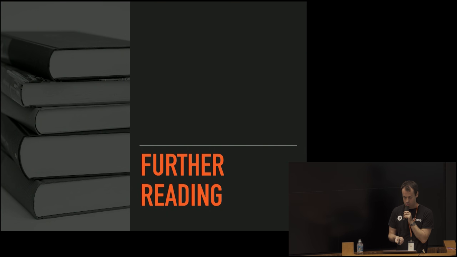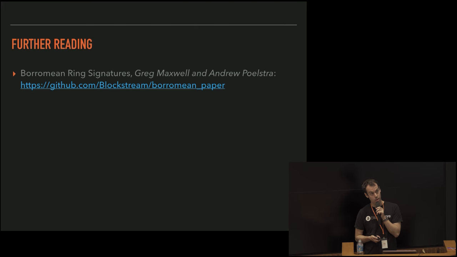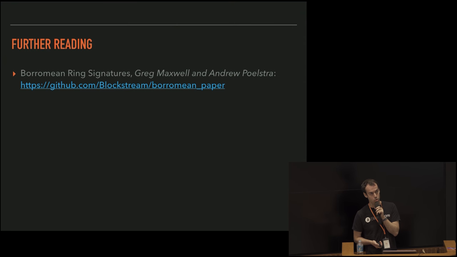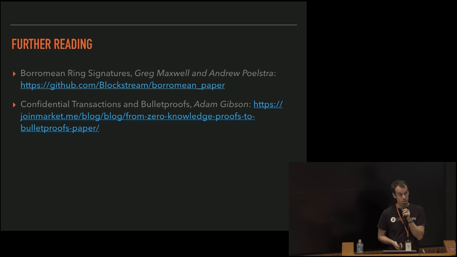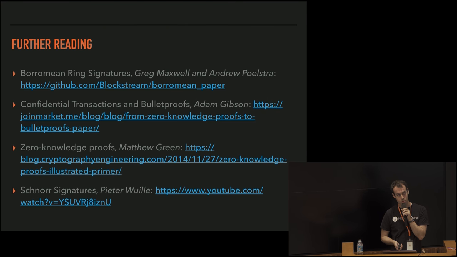That's all I had. I'm going to point you in the direction of some further reading, because there are a lot of concepts there and they're kind of difficult to absorb. But I think that this paper, the Borromean Ring Signatures by Greg Maxwell and Andrew Poelstra, explains Schnorr signatures in a really nice way. If you sit down and read the first few sections of that, it gives a very good, concise overview of how the Schnorr identity protocol and Schnorr signatures work. Anything by Adam Gibson is fantastic. He's written papers on confidential transactions and bulletproofs, so those are quite advanced topics. But again, if you just read the first few sections of those papers, they give excellent introductions to signing and zero knowledge. Matthew Green has a good blog post on zero knowledge proofs. And then if you want to know more about Schnorr signatures and advanced scripts, then the video by Pieter Wuille at the San Francisco Bitcoin Devs from a couple of months ago is really good.